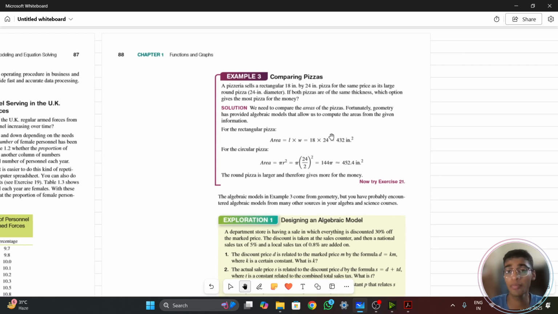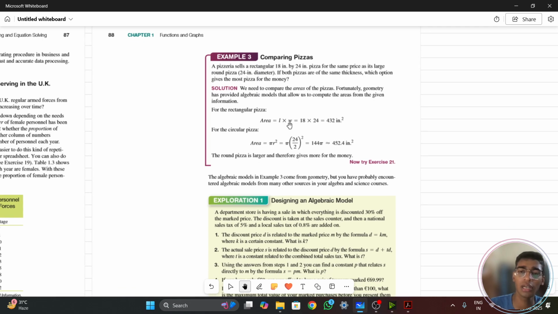This is always what you compare when you are buying a product or eating something. You always compare where you're getting the most value for your money, and then you proceed with your calculations. For the rectangular pizza, you know that the area is length into breadth. So you're getting 432 square inches for the rectangular pizza, and for the circular one, you're getting 452. So you have a profit of approximately 20.4 square inches in the circular pizza, so you'll move with the circular pizza.